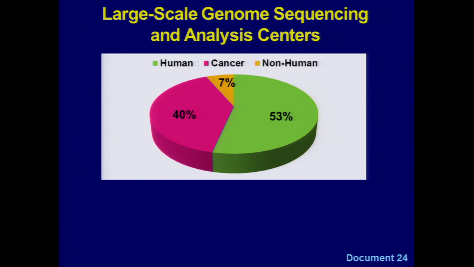The overall sequence production goals are shown here for projects focusing on comparative genomics in orange, cancer, including TCGA, in pink, and human genomic variation and disease, including 1,000 Genomes, the Alzheimer's Disease Sequencing Project, T2D-GENES, the autism sequencing project, and others all lumped together in green.